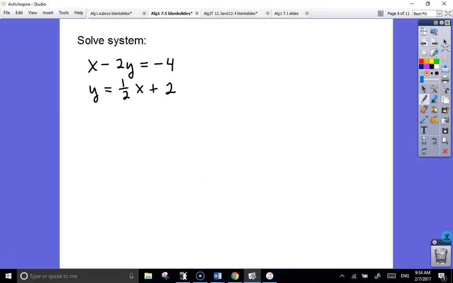Okay, how about this one? Would you think we should solve by substitution or elimination? Substitution. And why is that again? One of them is already solved for a variable. So let's do it by substitution. What would I do next? Plug in what y equals here. So x minus 2.